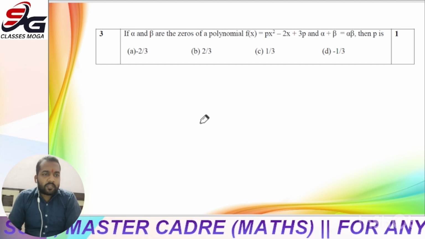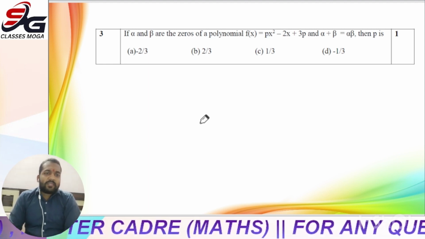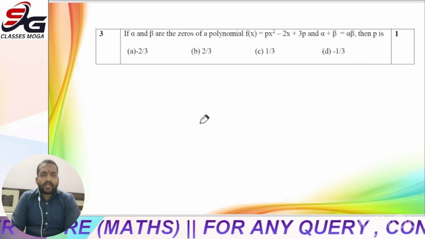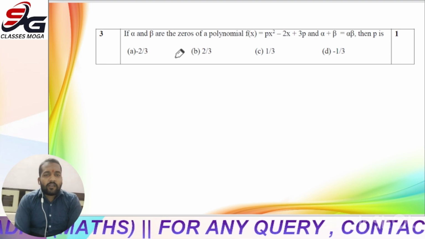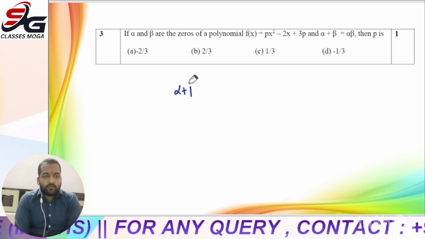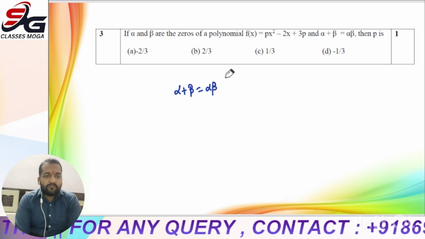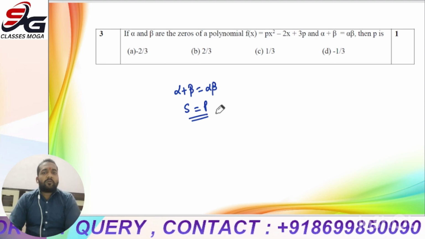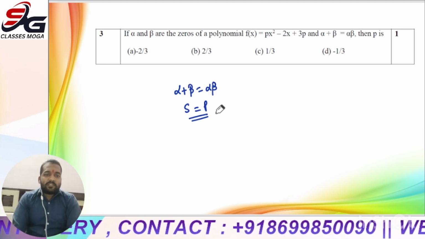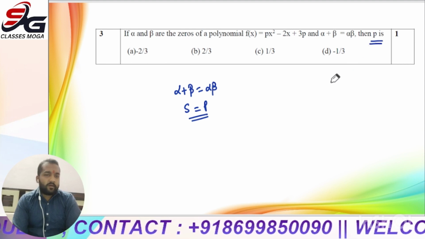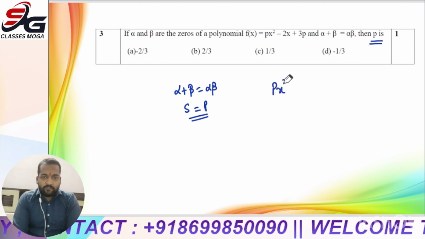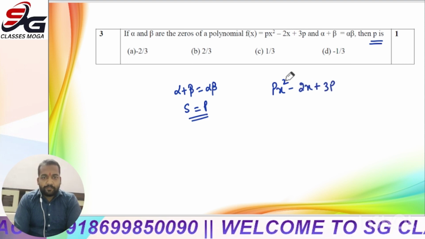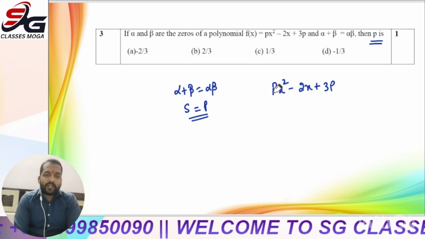Now students, question number 3. If alpha and beta are the zeros of a polynomial f(x) equal to px square minus 2x plus 3p, and alpha plus beta is equal to alpha beta, means sum of roots is equal to product of roots, then you have to find the value of p here. So students, this is the equation given to us, that is px square minus 2x plus 3p. So students, how do we find the sum of roots?